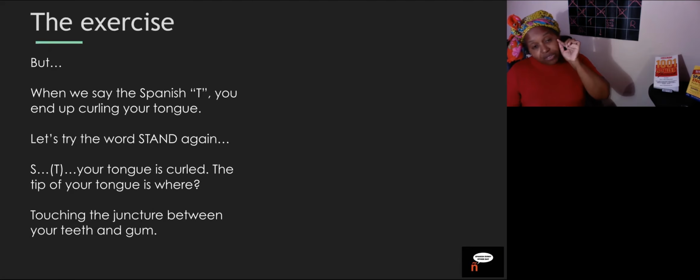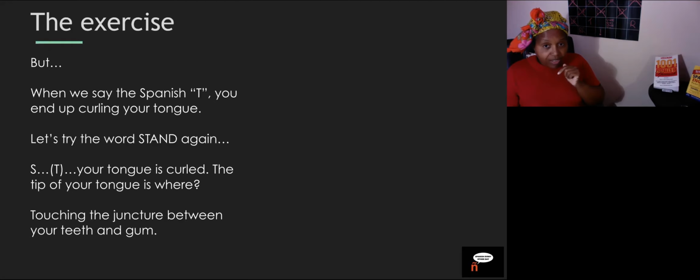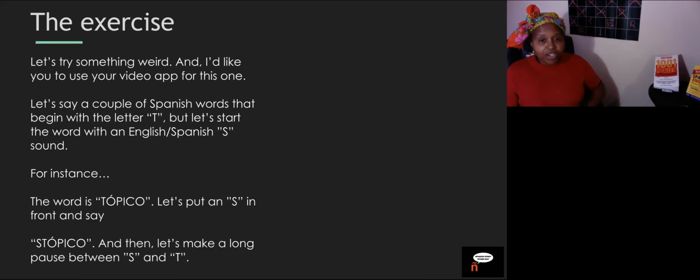Do you feel the tip of your tongue touching either the upper juncture between your upper teeth and upper gum, or the upper roof of the mouth rather, or your lower teeth and the gum right there? That's where I feel the tip of my tongue when I say "stand." Stand. Let's try a weird kind of exercise.